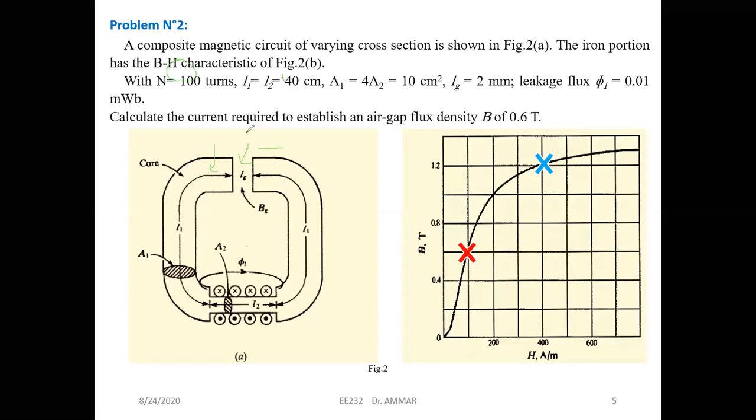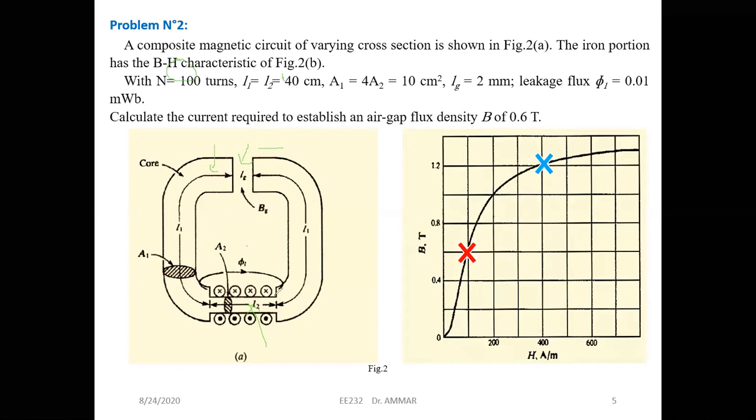Okay, here B is the same because they have the same cross section. Here B is different in L2 because the cross section is different. The flux is the same. It's a series circuit, as we said before. The flux is the same.